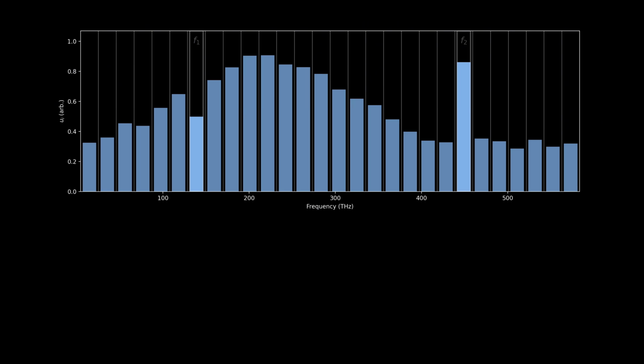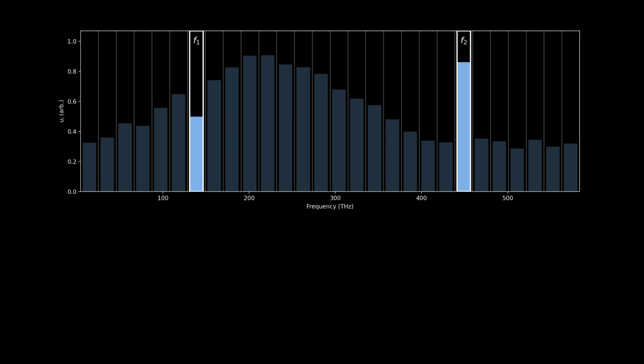So let's now consider the simplest possible reshuffle. Pick two narrow frequency bands, one near f1 and one near f2, and then transfer a tiny amount of energy delta E from band 2 to band 1. The total energy stays the same because we've only moved energy around, but the total entropy can generally change.